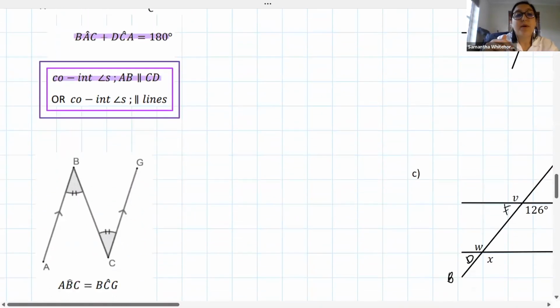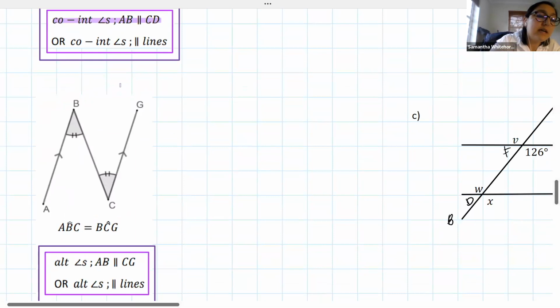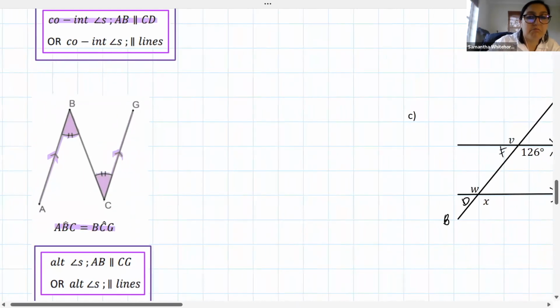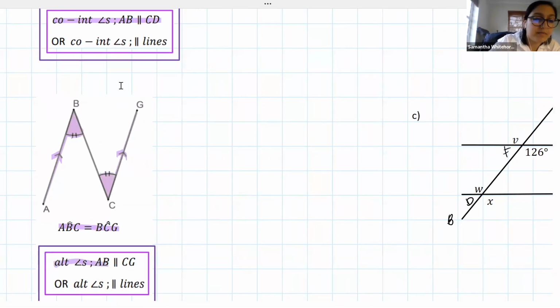The last sort of parallel line reason that we look at has to do with alternate angles. So again, parallel lines, angles that sit in alternate or alternating positions to each other are equal, and these are our alternate angles. So those are the three reasons that we learned to do with parallel lines.